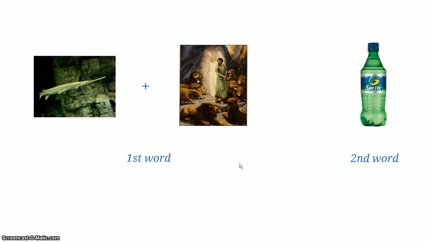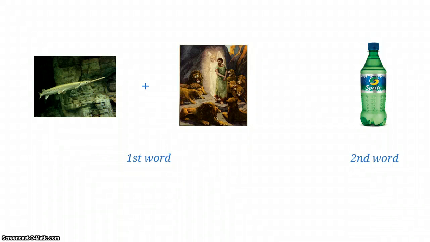Now, I'm going to let you figure out the second one all by yourself. Gar plus what? Well, we have an image that we're all familiar with. Daniel and the lions. So, where did they put Daniel and the lions? Gar plus the place where Daniel and the lions were. Gar plus, do you have the word? That's your first clue.